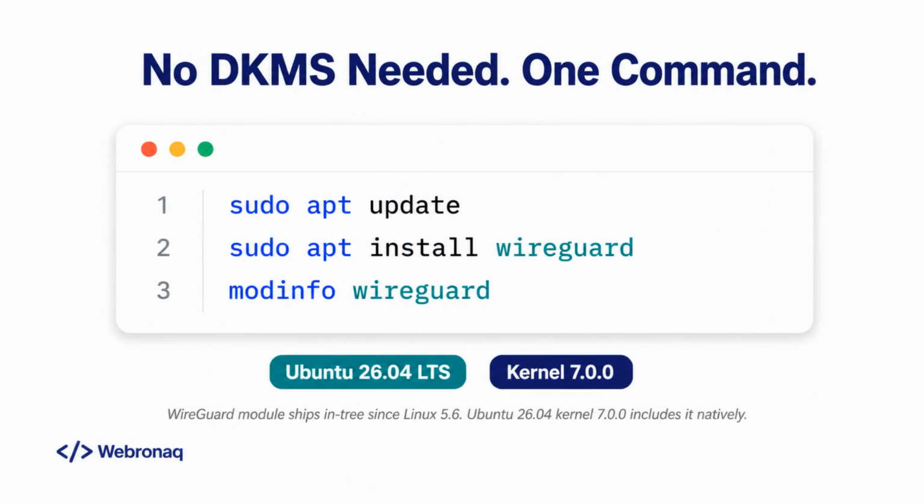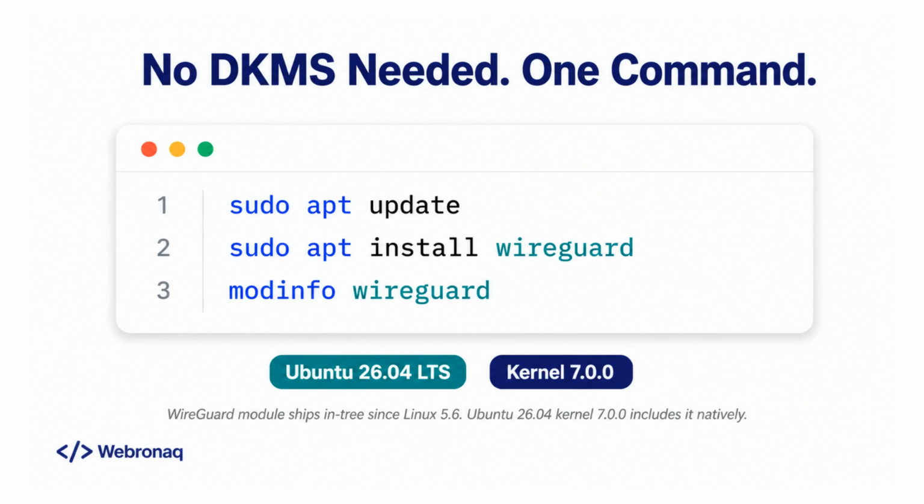Now look at this. Installing WireGuard on Ubuntu 26.04 LTS is almost embarrassingly simple. The reason is that the WireGuard module has been built directly into the mainline Linux kernel since version 5.6. Ubuntu 26.04 ships kernel 7.0.0, so the module is already there the moment your server boots. You do not need DKMS, you do not need third-party repositories, you do not need to compile anything. Setup guides tested on Ubuntu 26.04 in spring 2026 confirm this.